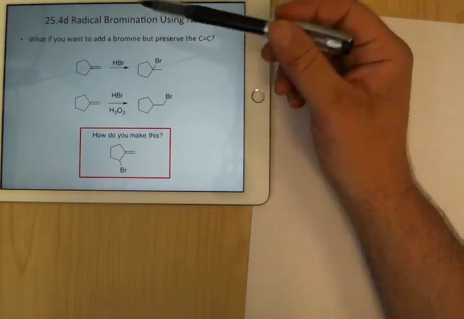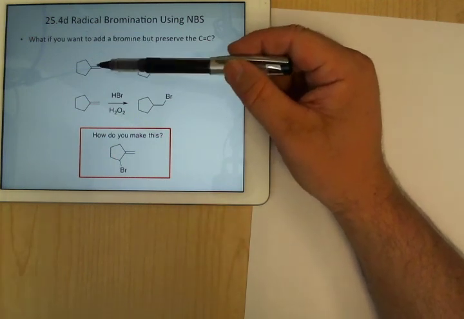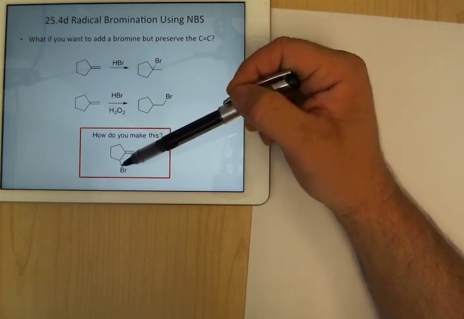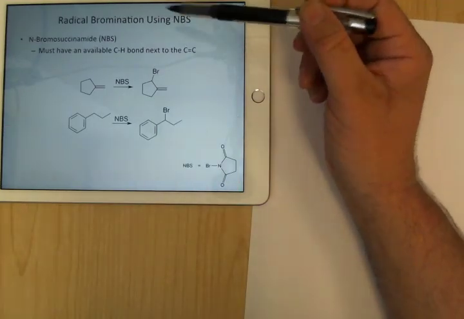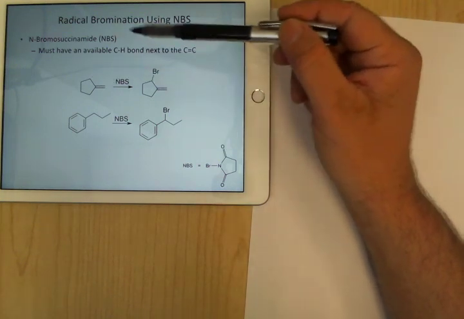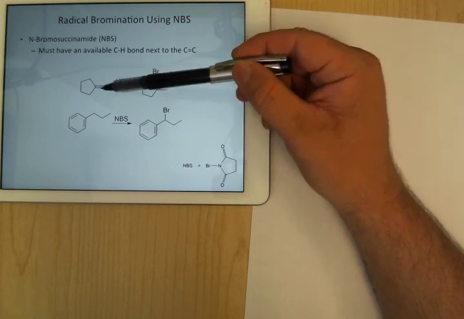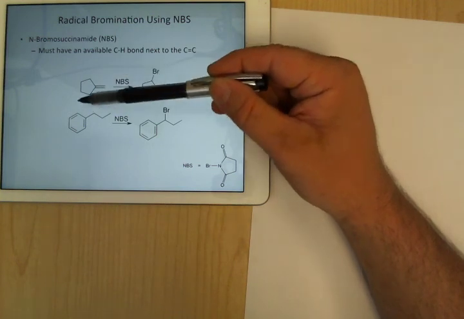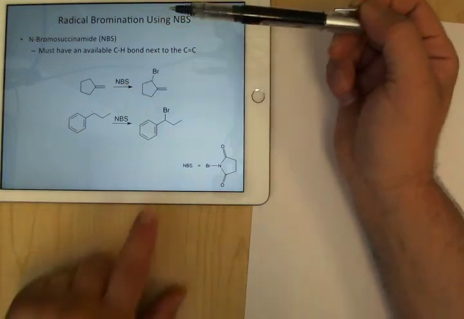So then the question becomes, what if you want to preserve this double bond? It's synthetically useful, but you want to put a bromine here and keep the double bond there. What you can do is use a compound called N-bromosuccinimide, which is right here. It breaks a CH bond. You have to have a CH bond next to a double bond. It doesn't matter if it's an alkene like this, or a benzene like this. There's still a double bond here, and so it can replace it right there.